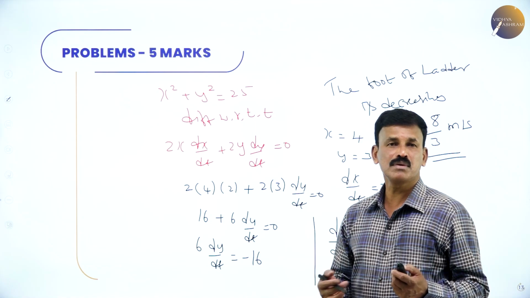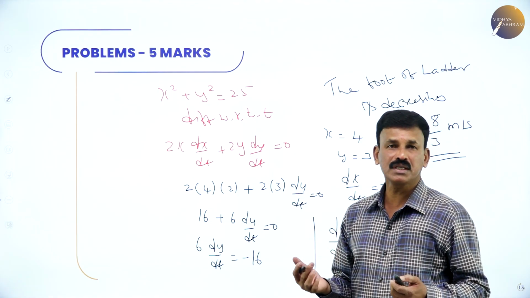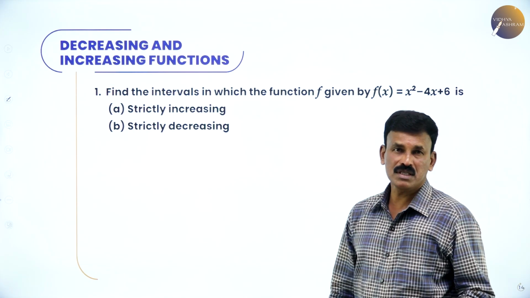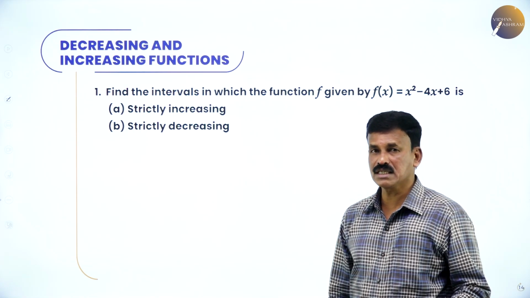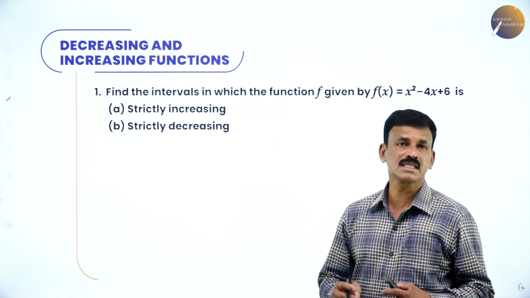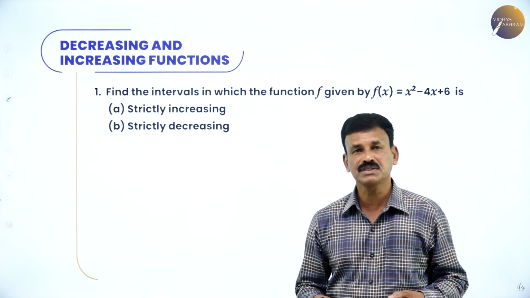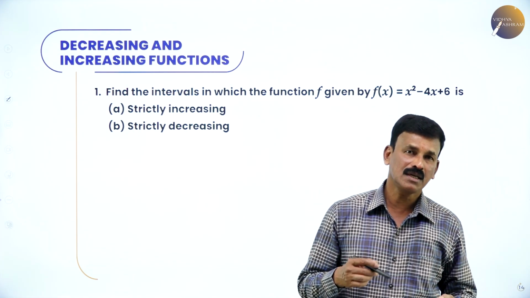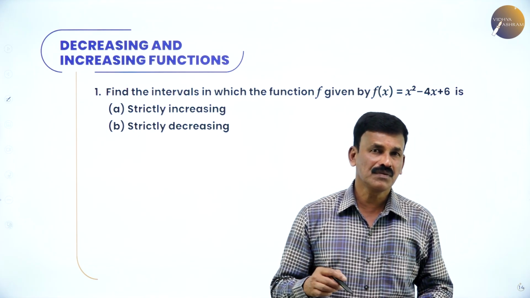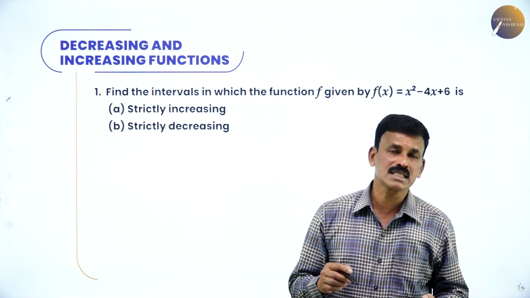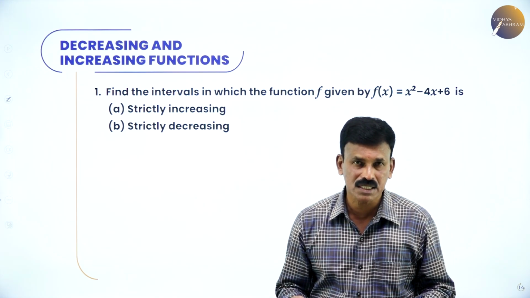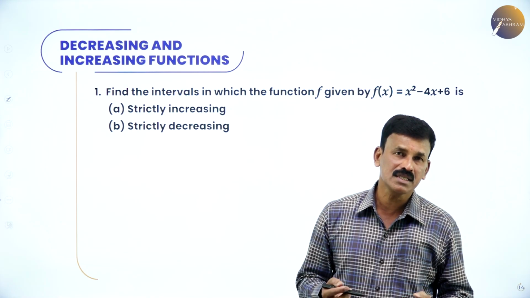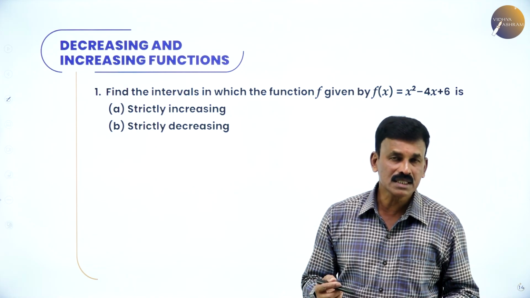So these are all problems based on rate measure. Now move on to the next second concept, intervals. So finding the intervals at which the function is strictly increasing and decreasing. For the function to be increasing or decreasing, f dash of x is equal to 0. If f dash of x is less than 0, then the function is decreasing. If f dash of x is greater than 0, then the function is increasing.